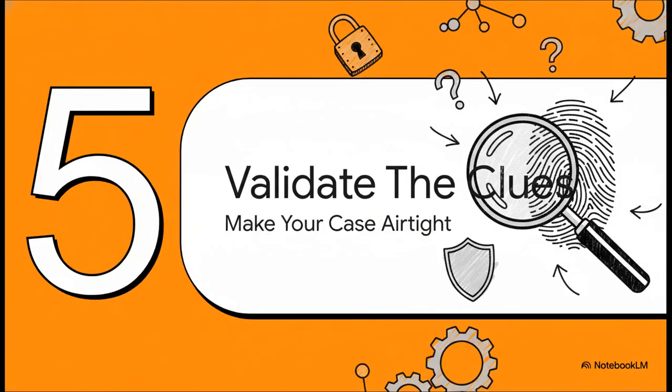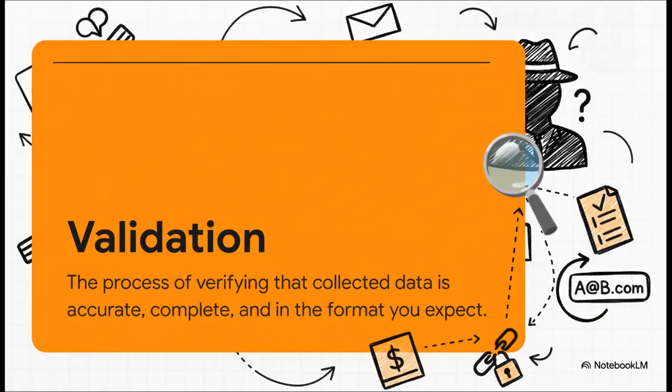So, you've collected your evidence. The case is almost closed. But listen, there is one final, absolutely critical step: validation. You have to make sure your clues are solid. And validation is just a fancy word for checking your work. It's the process of making sure that the data you collected is actually what you think it is. Is that price really a number? Is that email address in the right format? Because without this step, your whole investigation could be built on bad evidence.